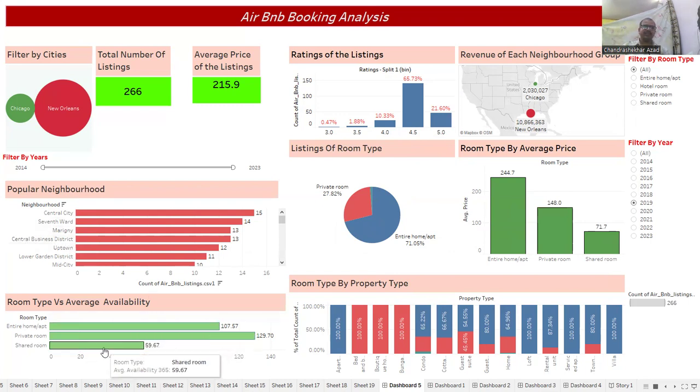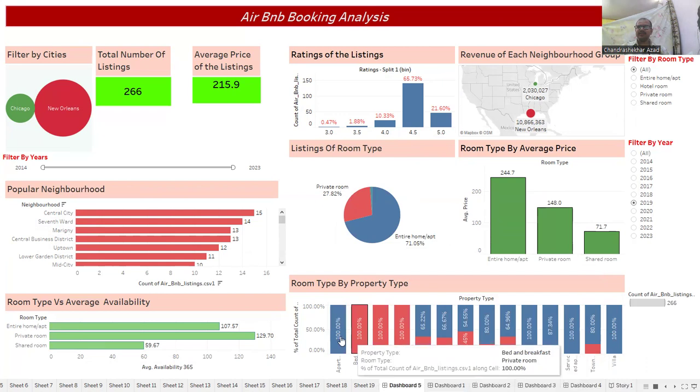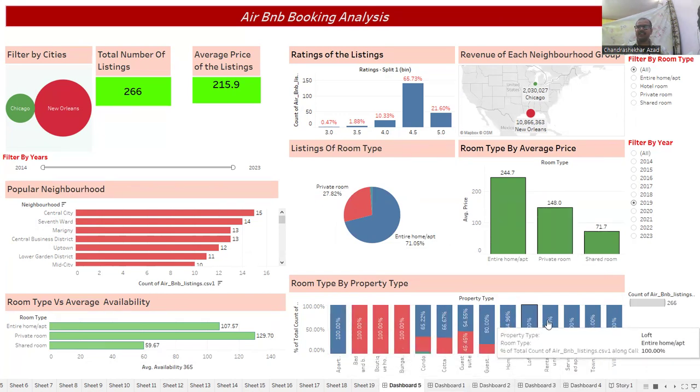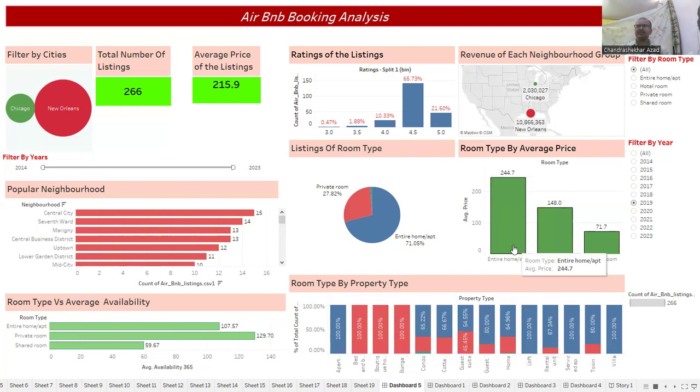The occupancy rate of shared rooms is highest in this year. And here also most of the property types are either entire home apartment or private rooms. Here the entire home apartment has the highest average price of 244, private rooms have an average price of 148, and shared rooms have an average price of 71.7.